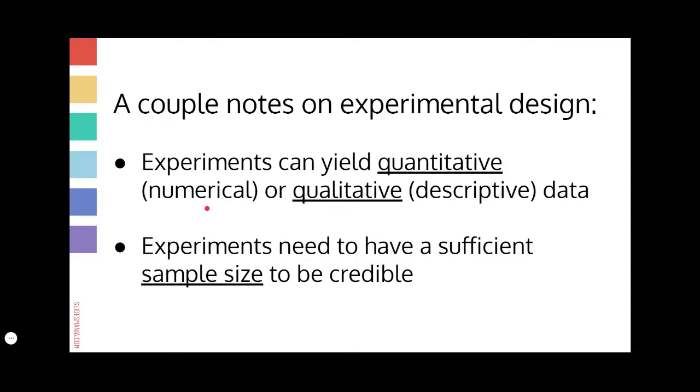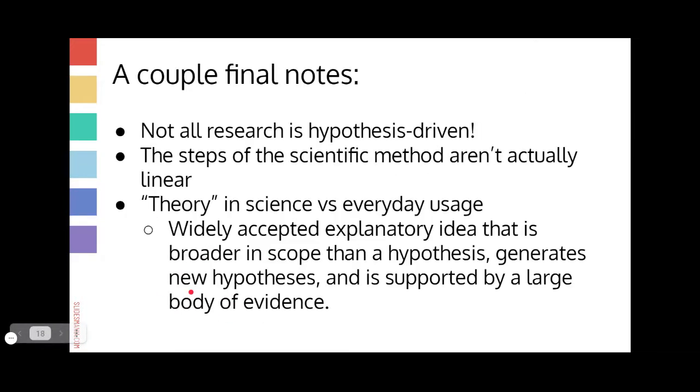And then we also want to think about how many subjects we need in order for our experiment to carry water. So if we only used one subject, then it's hard to know whether that was just an anomaly or whether it was a coincidence. So we want to make sure that we have a big enough sample size for our experiment to be credible. And then last slide, I promise.